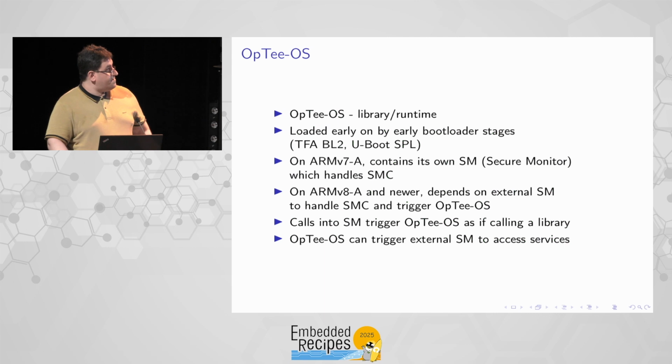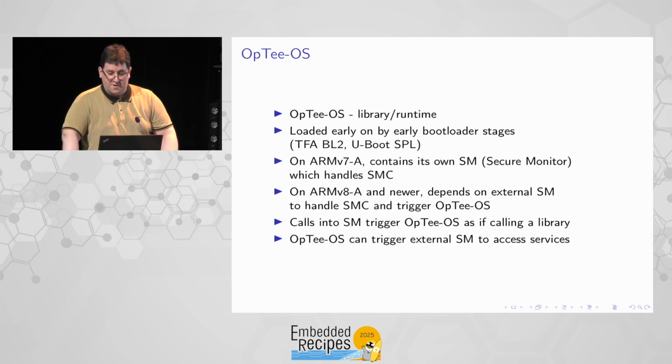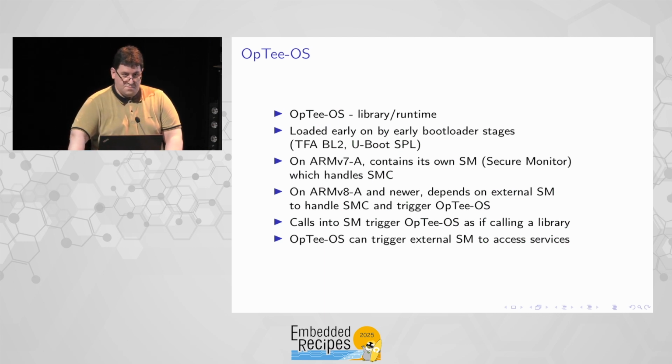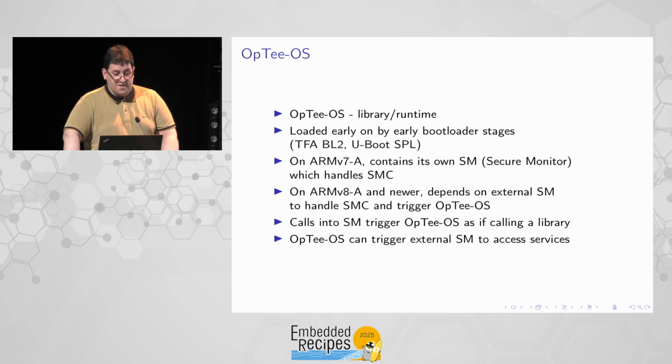The OP-TEE OS library/runtime is installed very early on, either by TF-A, BL2, or it can be installed by U-Boot SPL. It has to run very early on because it has to install its own secure monitor handlers on ARMv7. On ARMv8, there is a slight difference in that the secure monitor is external to the OP-TEE OS, so the handlers are potentially installed by TF-A, and OP-TEE OS is only loaded into memory and doesn't install anything on its own.